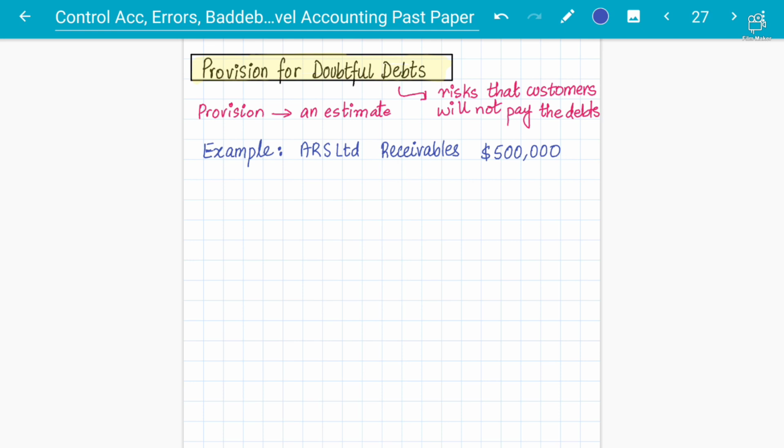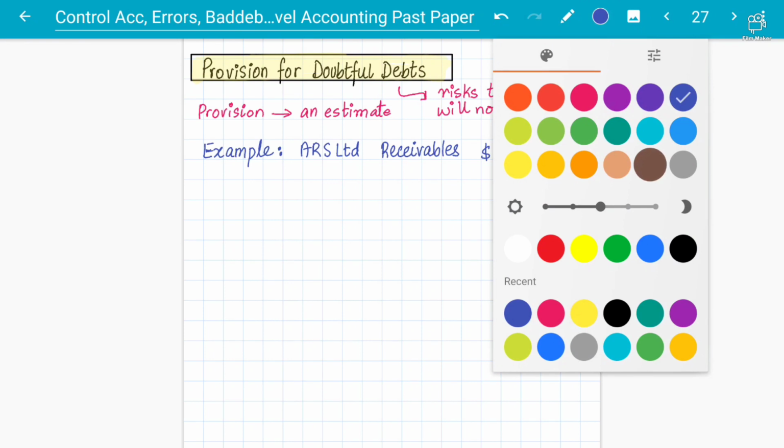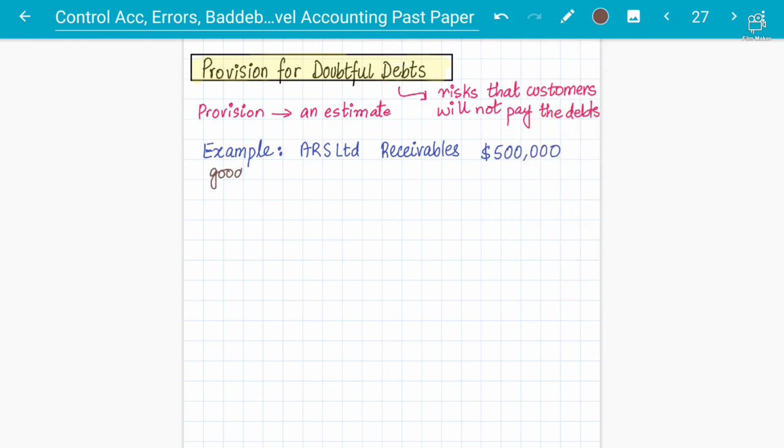So receivables are 500,000. Your business works on credit, you sell goods on credit. I'll write these things down as well, because that is the importance here. Because you sell goods on credit, the total amount at the end is 500,000, and you have to receive this amount from a lot of customers. Let's say this amount is made of 1,000 customers, 1,000 debtors.